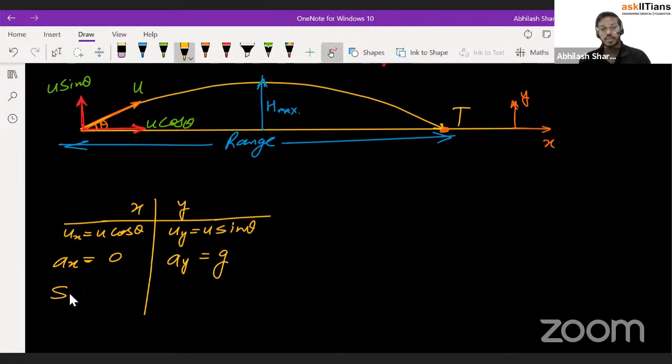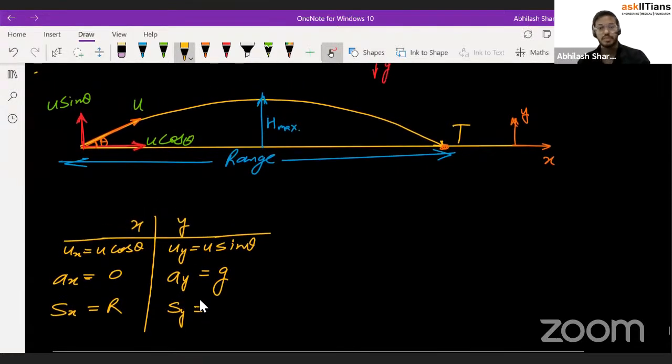What is the displacement along x? How far away the missile hits the target, isn't that then the range along x? Now let me ask you, what is the displacement along y for the entire motion? Can you guys tell me?